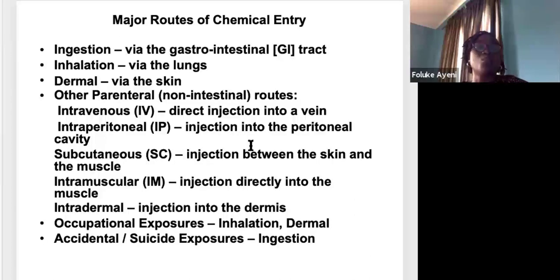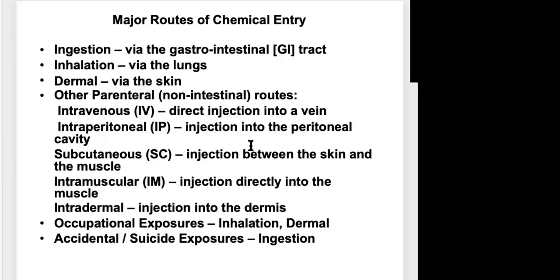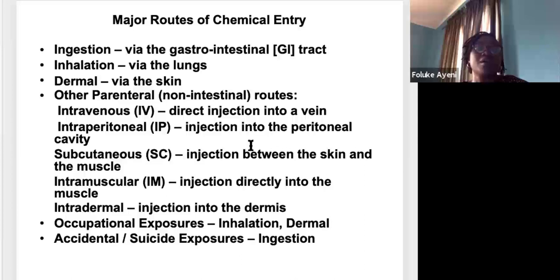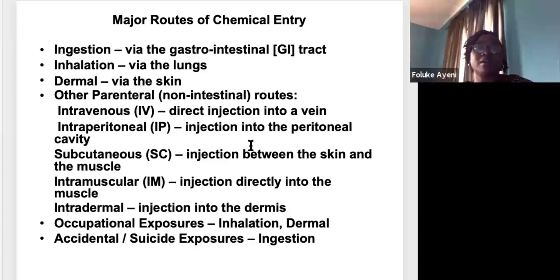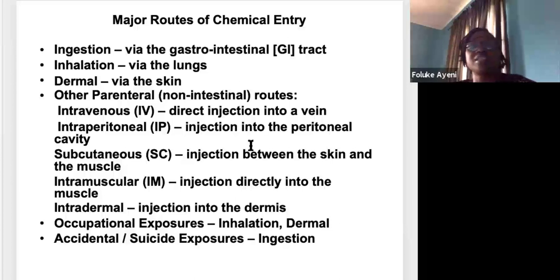Inhalation and dermal are the most common occupational exposures that we have. People that work in the majority of chemical industries and mining industries are exposed to inhaling adverse environments, or it could come in contact with their skin. And then the last route could be accidental or suicidal exposures. So these are the common major routes where poisons or toxicants or toxins can get into the bodies of plants, humans and animals.